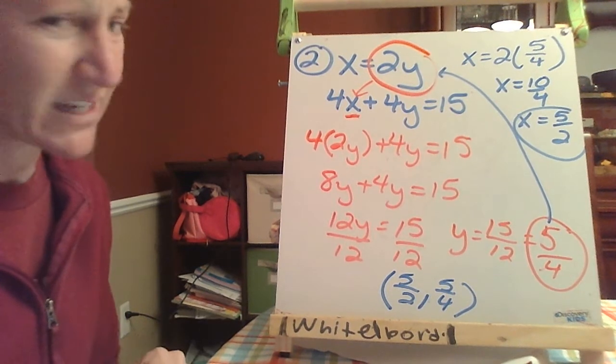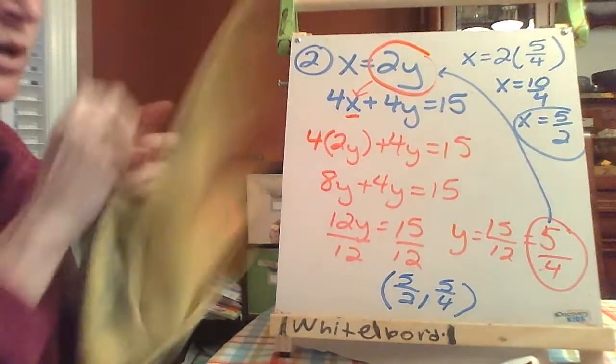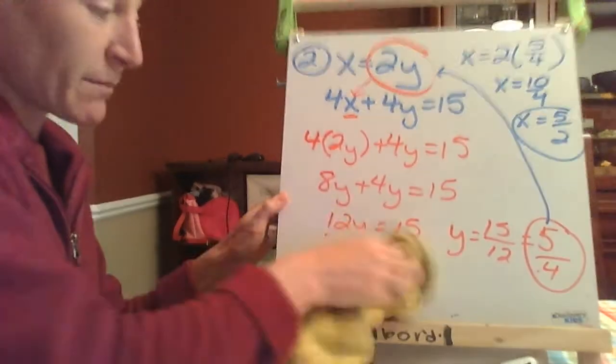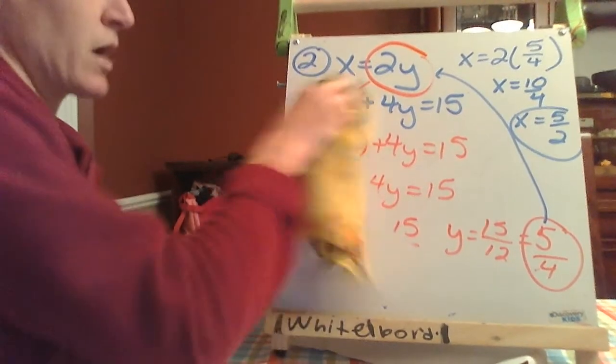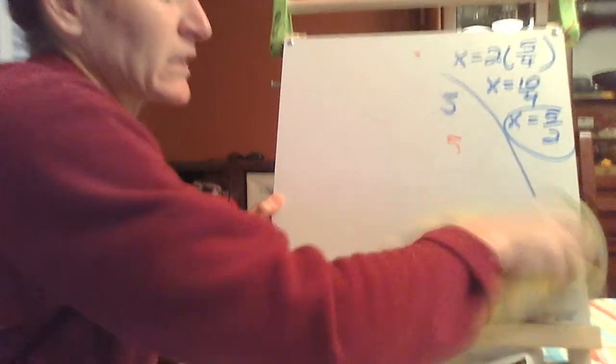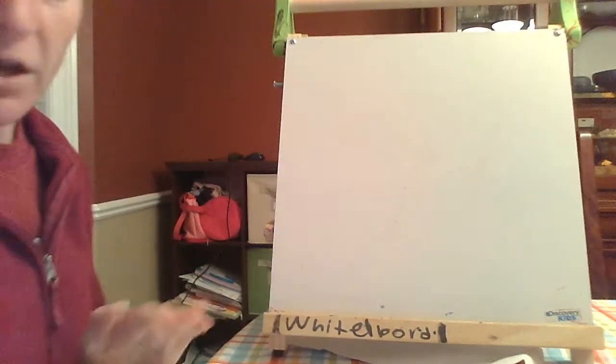Now, some of you might say, oh, I don't get it with the fractions. So let's go back to another example without fractions, okay? A lot of times they're not yucky numbers. They're really nice numbers. So let's do those. So here we go. Example number 3.